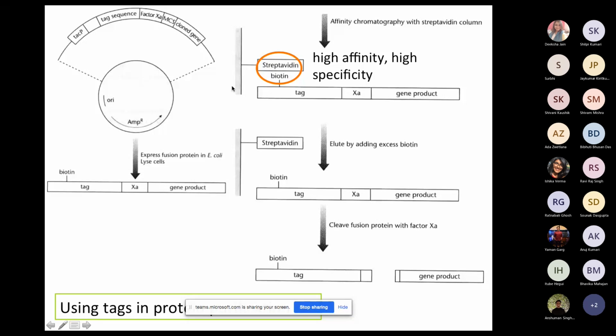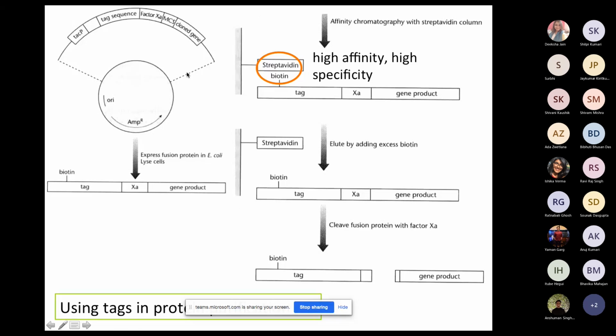I think you're more clear by now, but still, this is the tag sequence. Then you have factor XA, which is the site where the cleavage will take place. And in the MCS, you can clone your gene. There are certain vectors available in which all this is already there up to factor XA, and after that there is a multiple cloning site where you can just clone your protein of interest. You just have to ensure that it is in frame with the tag and the factor XA.